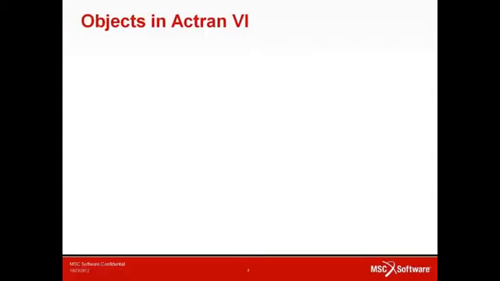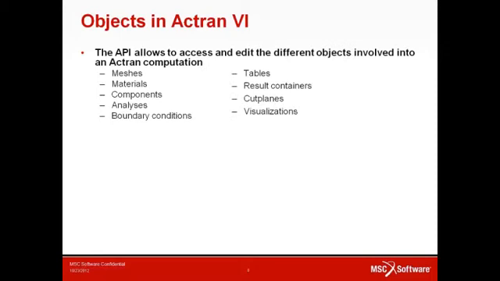As indicated, an API provides a full set of functions and object types which can be used. The complete list of functions and object types is documented within the Actran VI User's Guide. But we will review in this section a basic list of these to explain the philosophy of the API content. The type of objects that are accessible within Actran VI is very similar to the type of concepts present in an Actran computation. Among others, the API can access materials, meshes or domains, components, boundary conditions, analysis, tables, or visualization and result containers for post-processing operations.